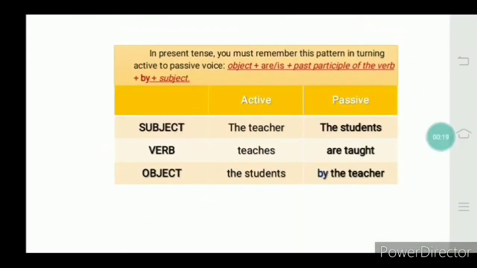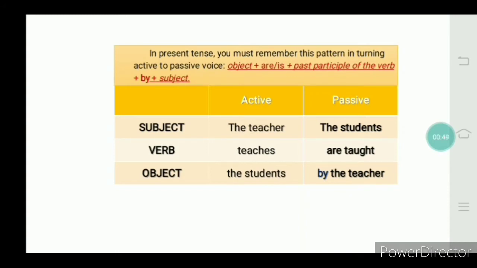In present tense, you must remember this pattern in turning active to passive voice. We have the object plus are or is plus past participle of the verb plus by plus subject. As you can see in the example, we have subject, verb, object in the first column, then the active and the passive in the other columns.